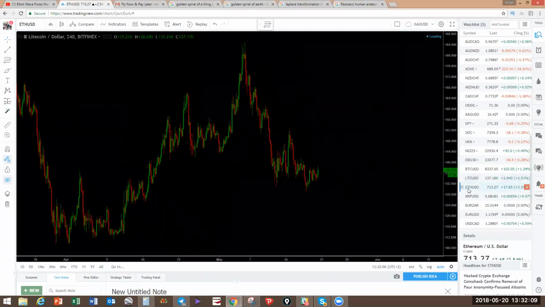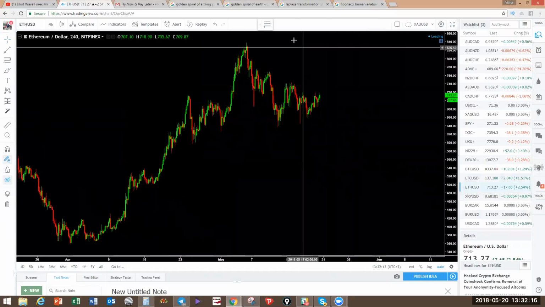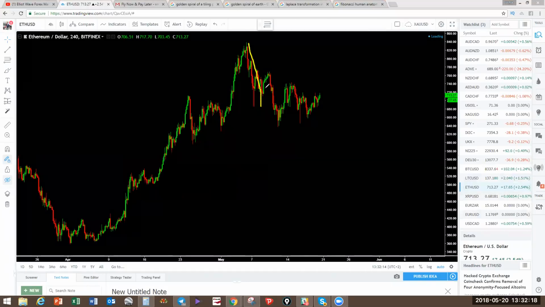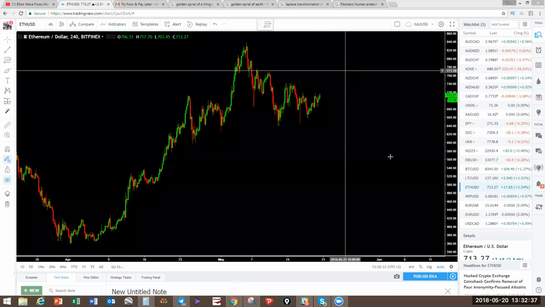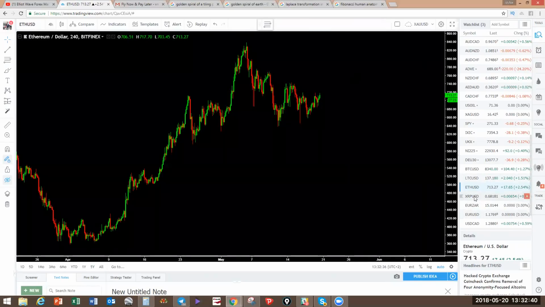Ethereum. Ethereum has made this 3-wave pullback. It can do this one here, tag here before it makes this one. Okay, so look out for a bit of a push higher before a move down. Okay, that's Ethereum.